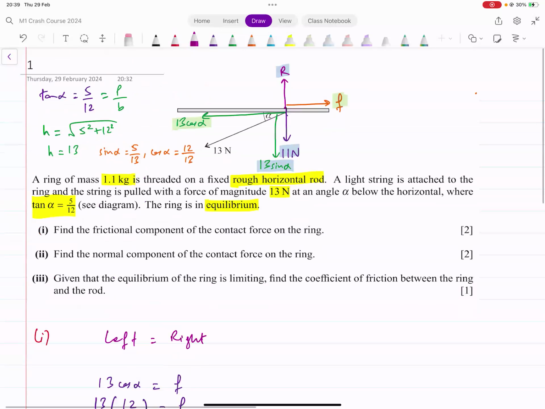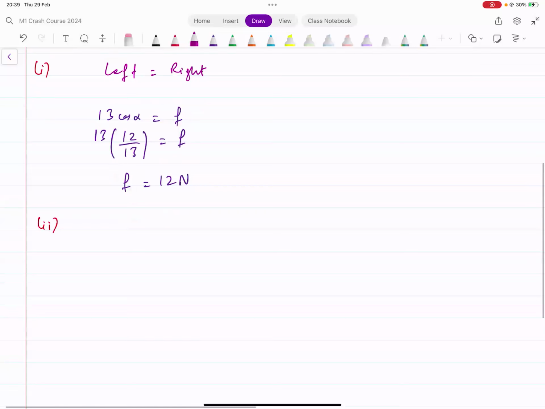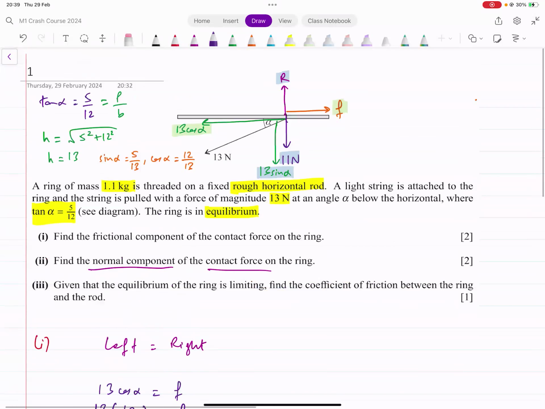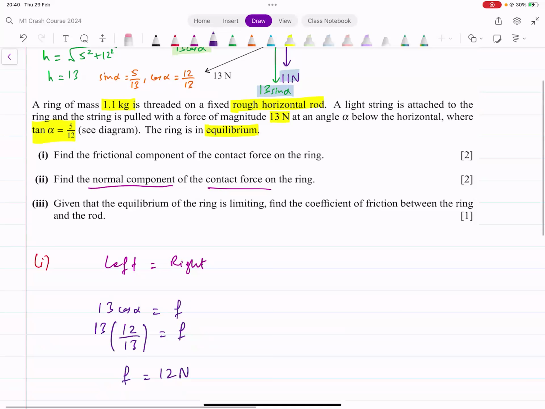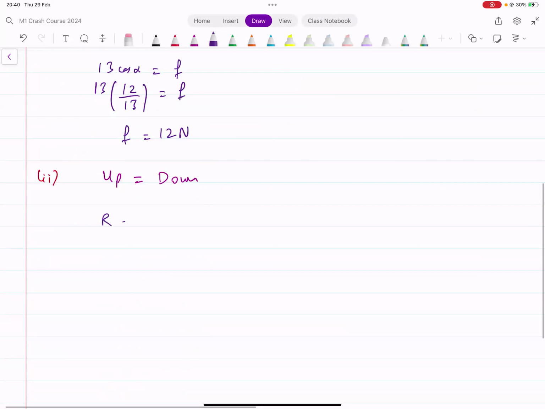In part 2, it says find the normal component of the contact force. What does that mean? Normal reaction. Normal reaction is also a type of contact force. You have to find the value of normal reaction. What do you do for that? You say upward force should equal the downward force. What's the upward force? The upward force is R. The downward forces are 11 and 13 sine alpha. So we say R should equal 11 plus 13 sine alpha.